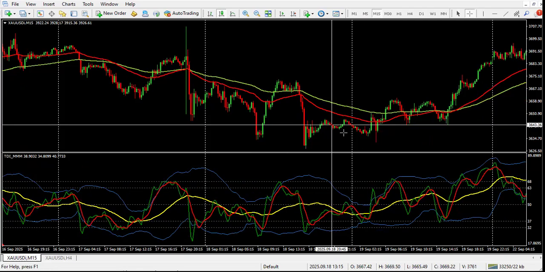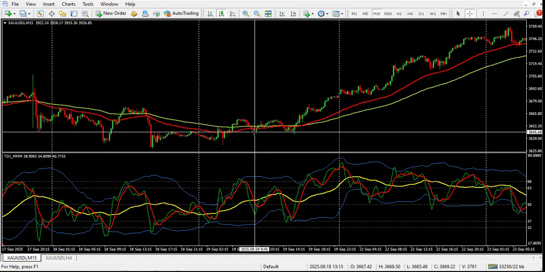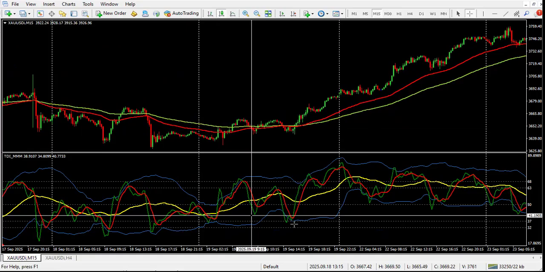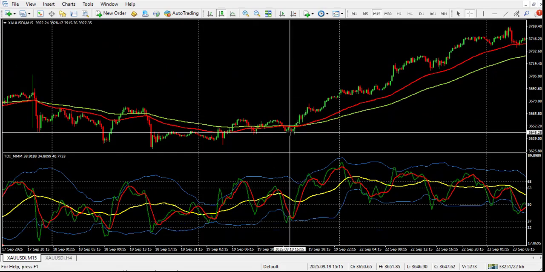Okay, we're looking for hacks now. You've got these two lows are equal, but the second low is lower than the first low. It's an indication for a buy.